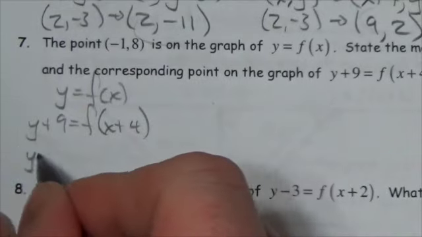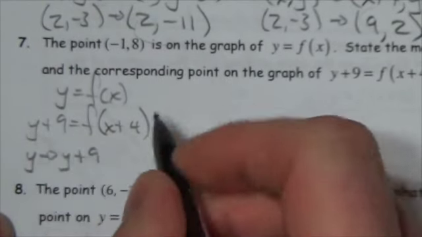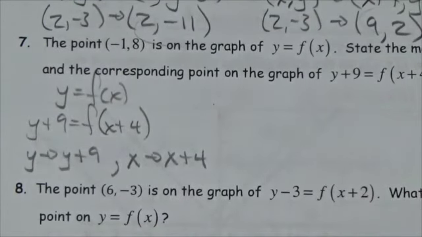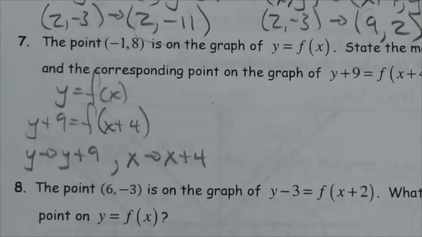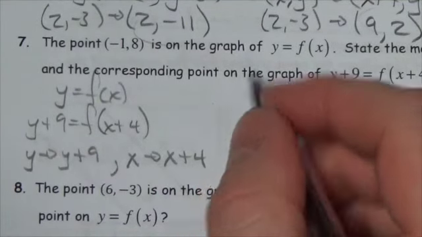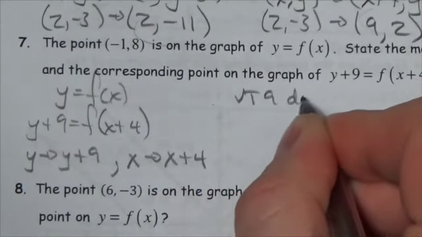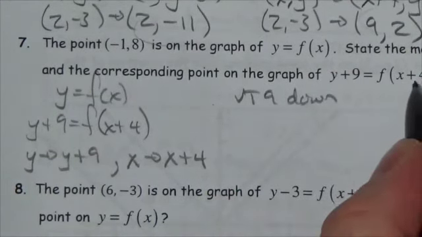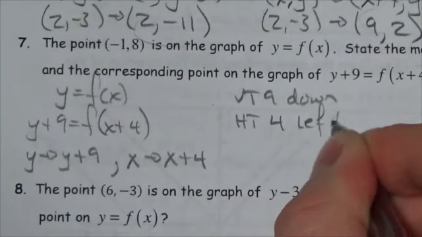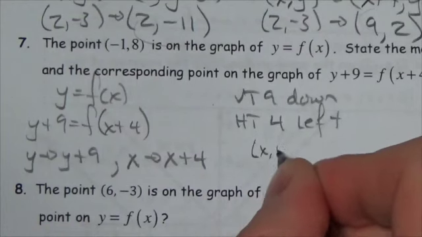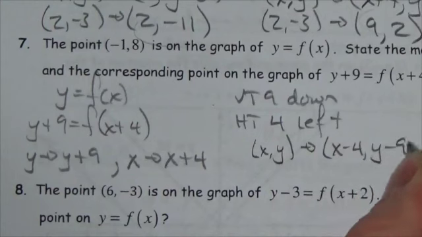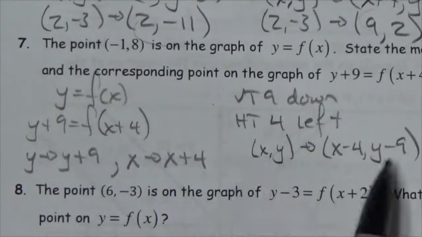Notice that the y was replaced with y plus 9, and the x was replaced with x plus 4. Okay, now what does this mean here? Well, to get the y by itself, I'd have to subtract 9, so this is a vertical translation, 9 down. And to get the x by itself, I'd have to subtract 4, so that's a horizontal translation, 4 to the left. Now that gets us the image point, x comma y is going to become x minus 4 comma y minus 9. Okay, so there's our mapping notation.